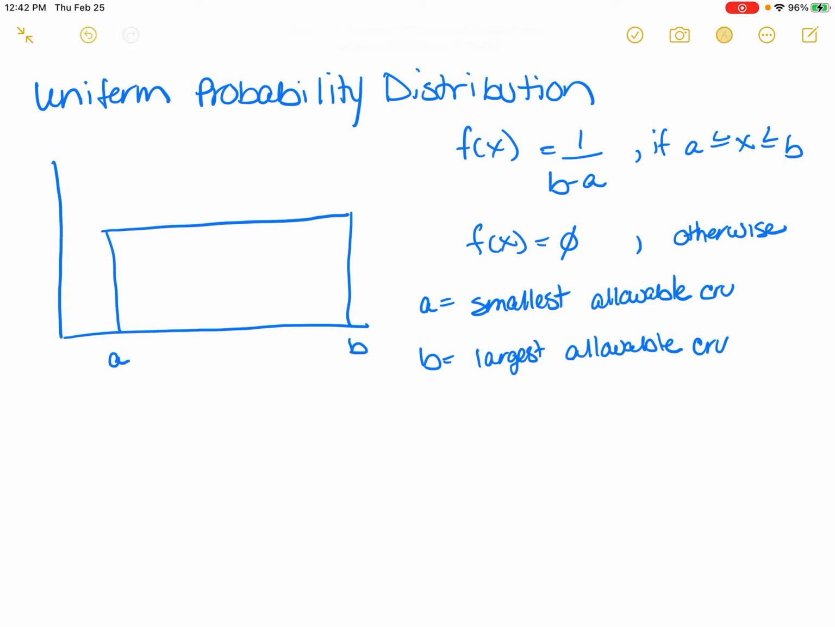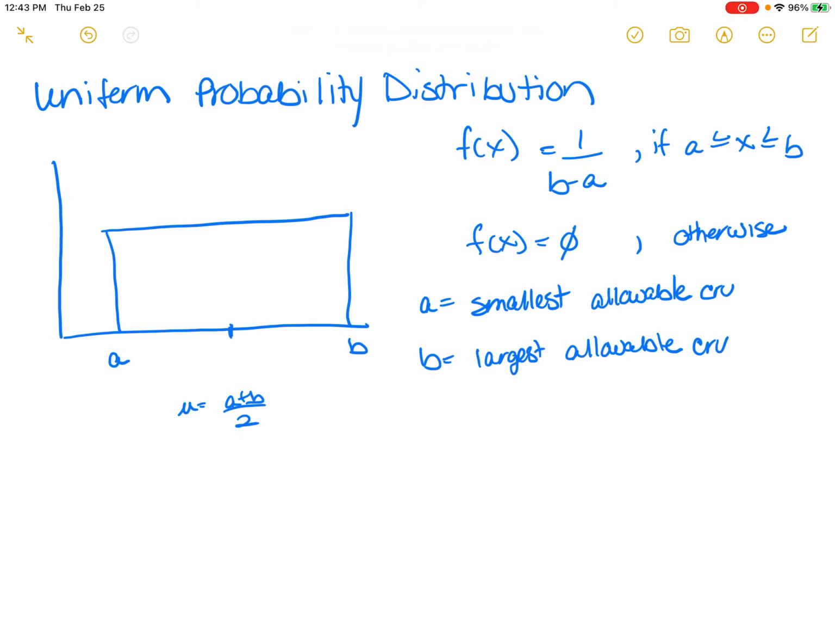The uniform probability distribution is one of my favorites to calculate because it's pretty much just a square or a rectangle. And if we were to find the mean, the mean in this particular case is equal to A plus B divided by 2. So the mean is just averaging the two together.